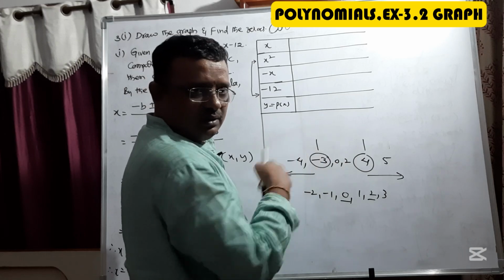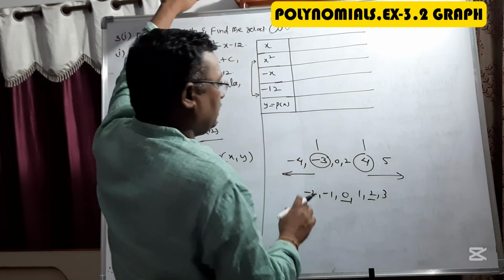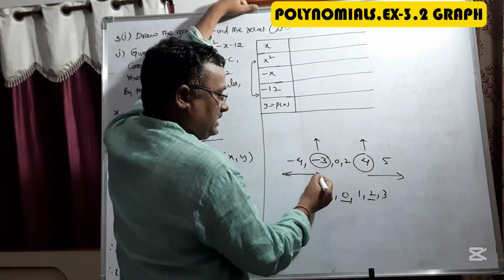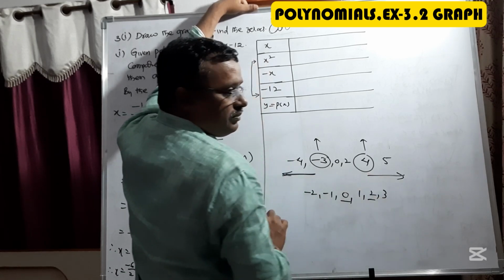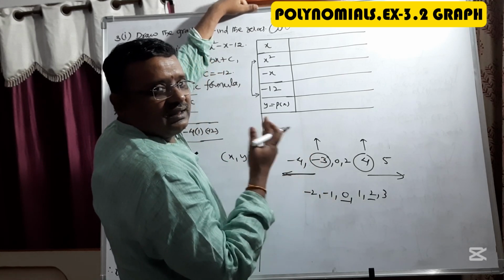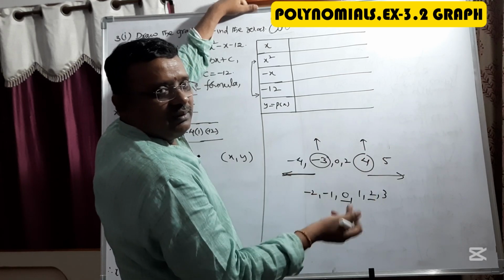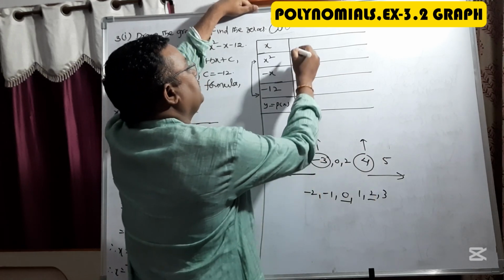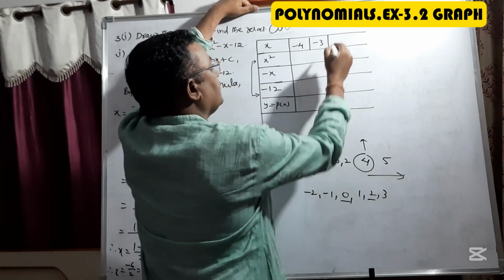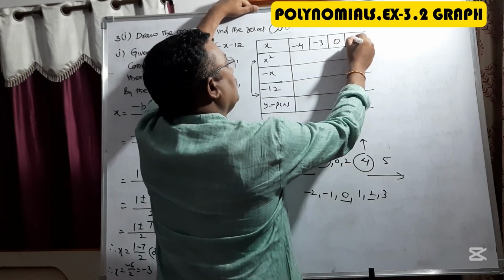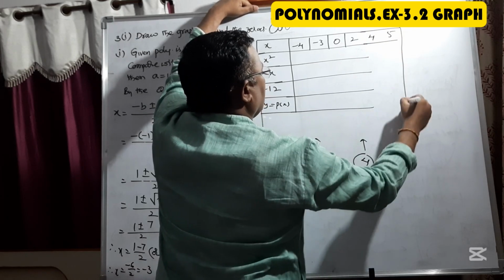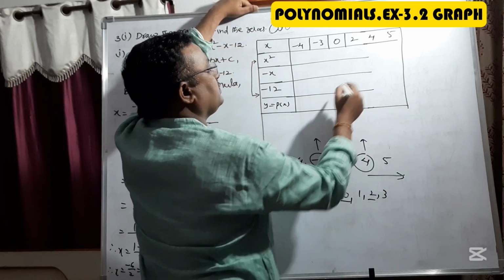The parabola intersects the x-axis at two different values. Okay, Nana? From this explanation, did you understand? First zero, second zero, a value less than the first zero, a value bigger than the second zero, and in between them one or two values. So the possibilities are: minus 4, minus 3, 0, 2, 4, 5. These are the variable values we have taken.